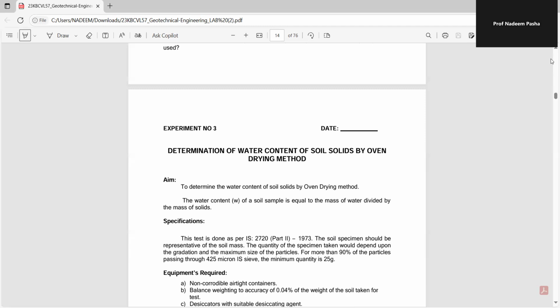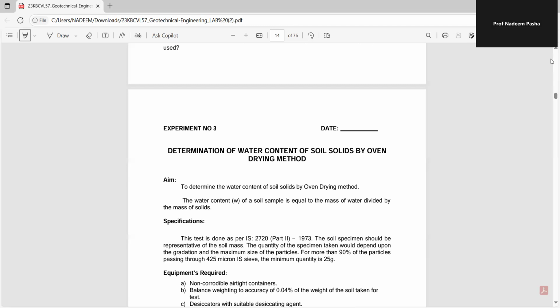So I hope you have understood the experiment. Once again, I am just doing a recap of it. So just listen. The aim of our experiment is to determine the water content of soil solids by the oven drying method. So how are we defining water content? Water content is nothing but the mass of water divided by the mass of solids.